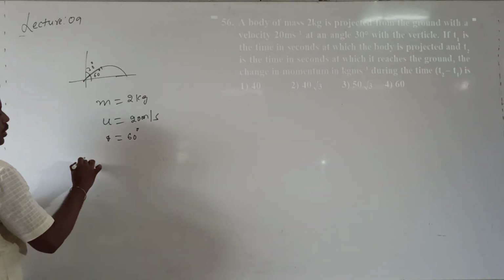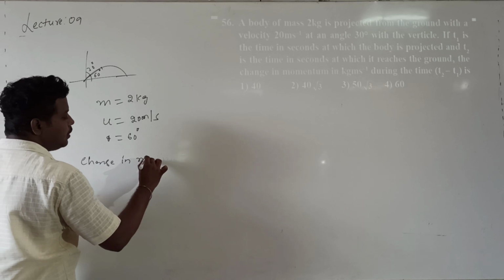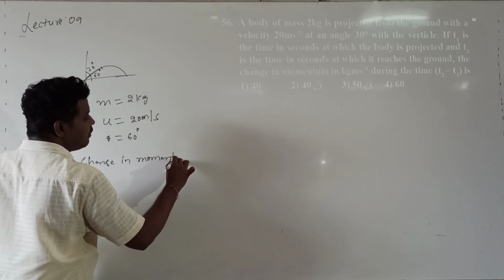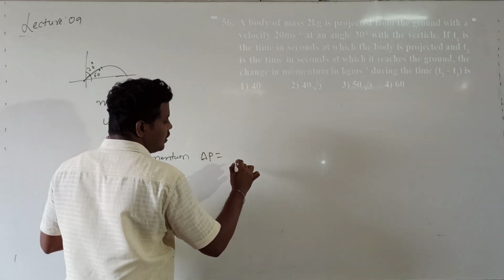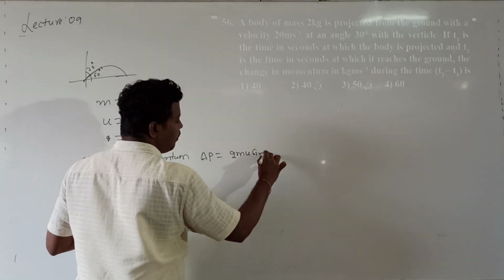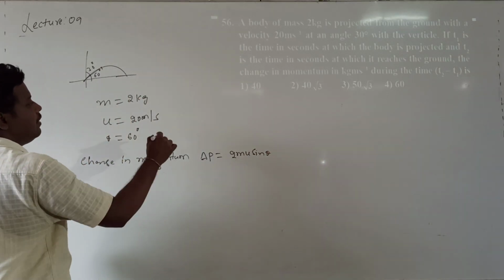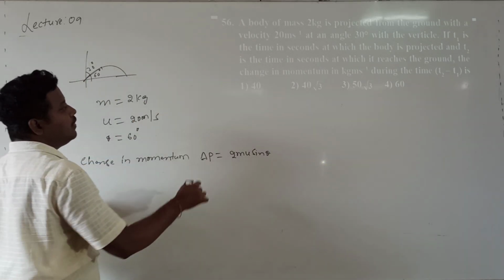They are asking us to calculate the change in momentum. We discussed in the synopsis the change in momentum for the complete journey. That is given by delta p equal to 2mu sin theta. We can derive this. So what is the initial momentum value? What is the final momentum value?